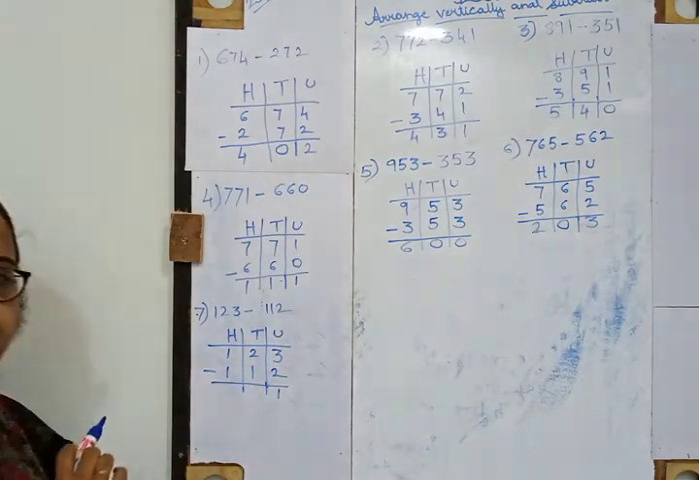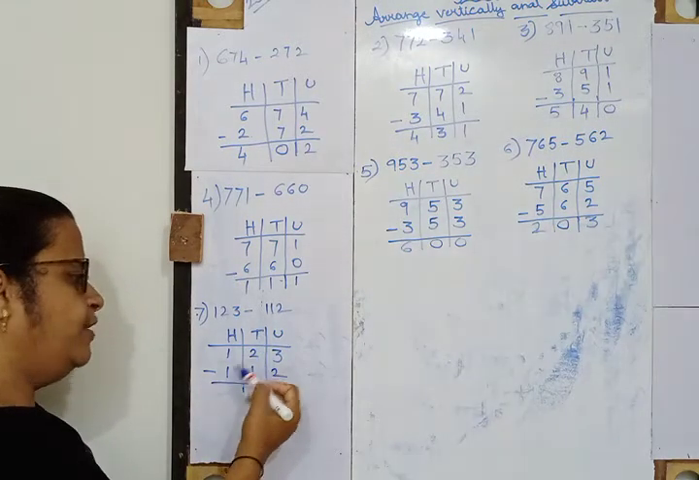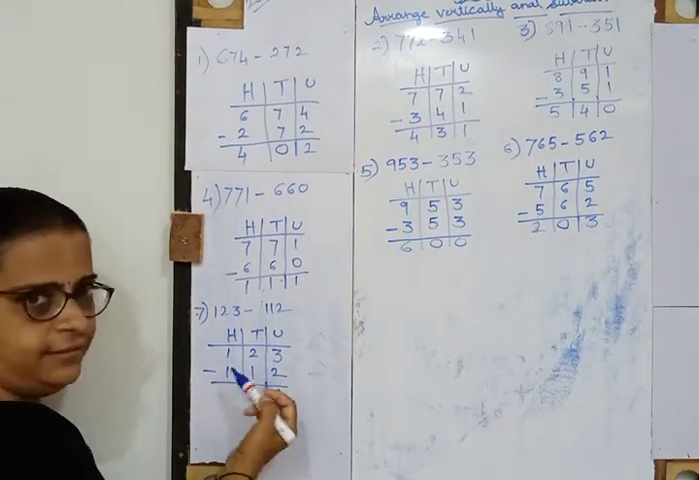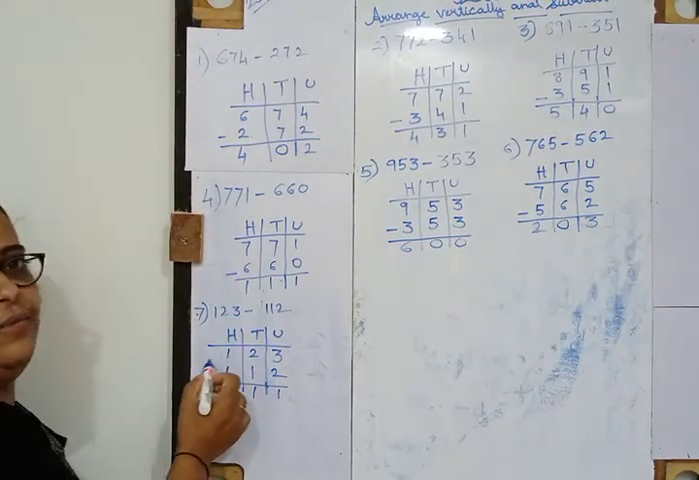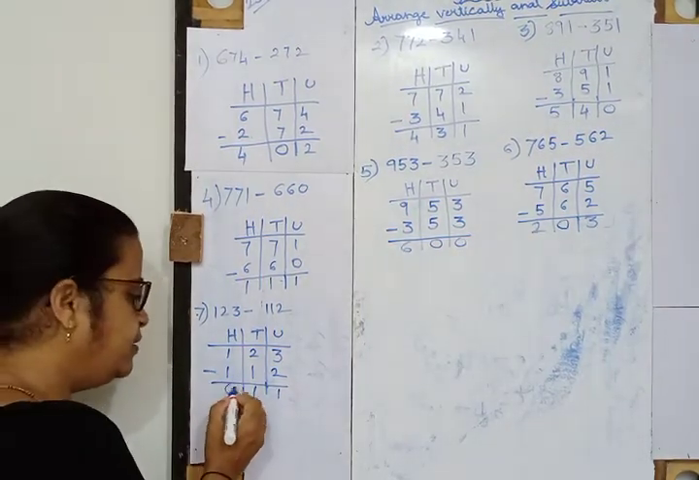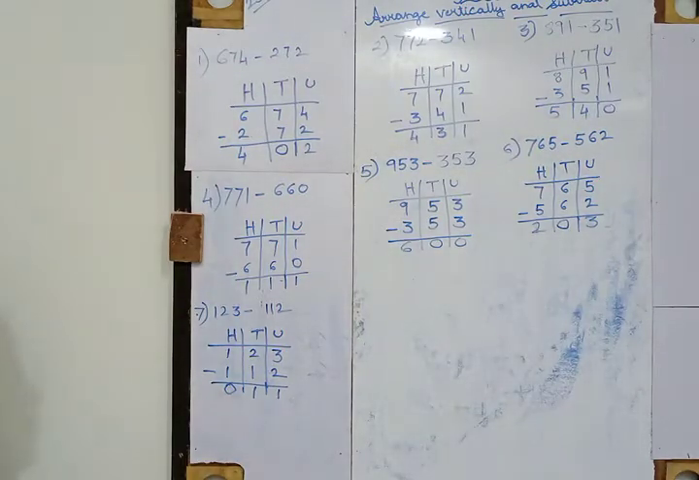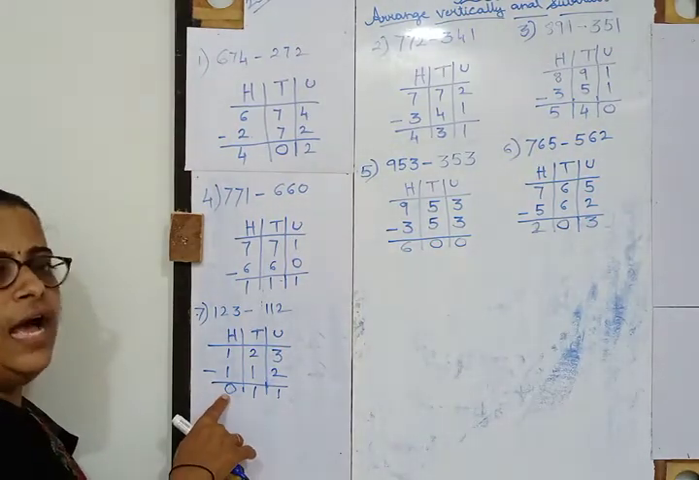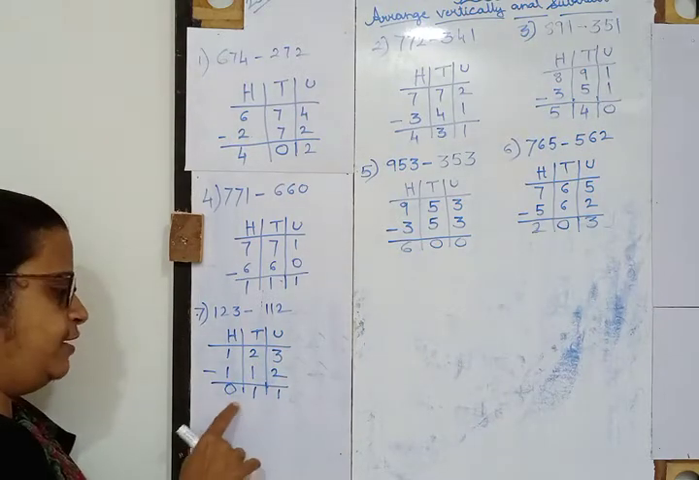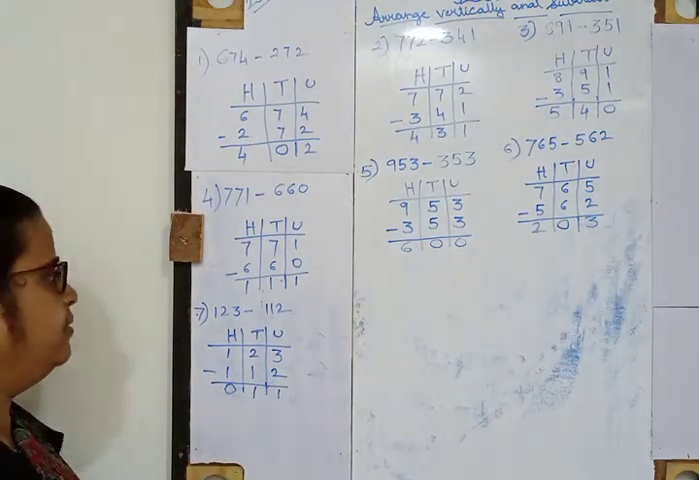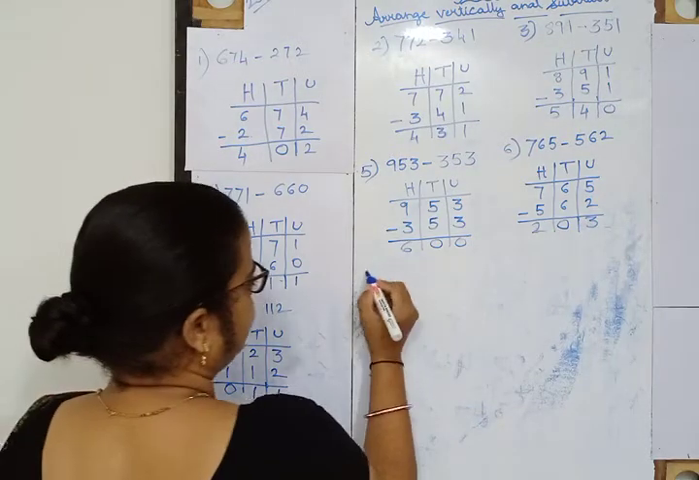So can anybody tell me, in the tens column 2 minus 1, how many do we get? 1. In the hundreds column 100 minus 100, we get 0. That is 0 hundreds, 1 ten, 1 unit. Your answer is 11. Now the next example.